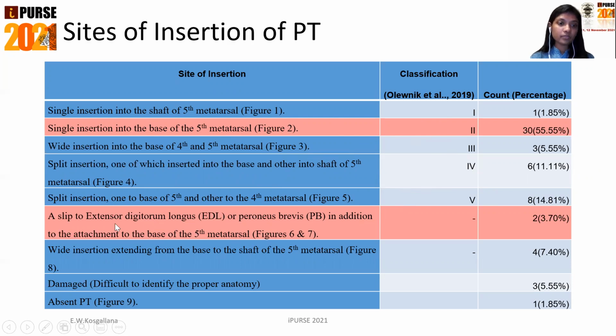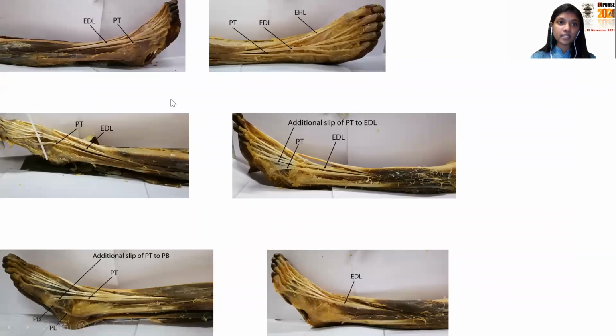We found a slip of Peroneus Tertius tendon extending to the Extensor Digitorum Longus or Peroneus brevis, in addition to the attachment to the base of the fifth metatarsal. So here in these diagrams, we see different sites of insertion. Here, the Peroneus Tertius is attached to the shaft of the fifth metatarsal. Here, it is attached to the base of the fifth metatarsal.